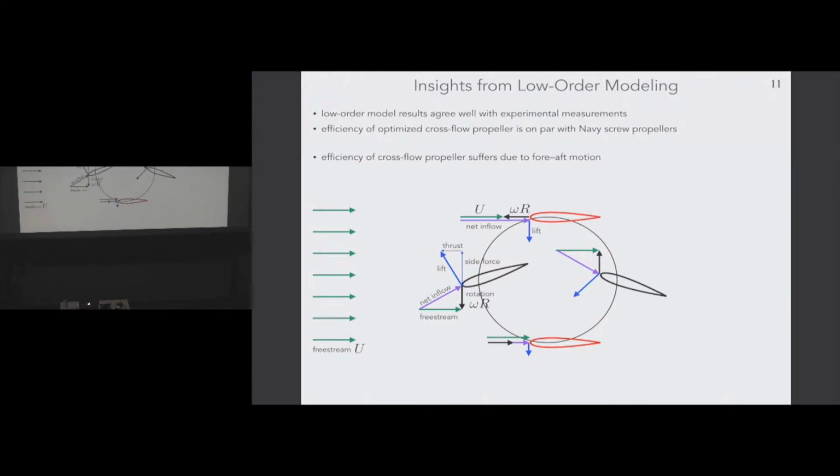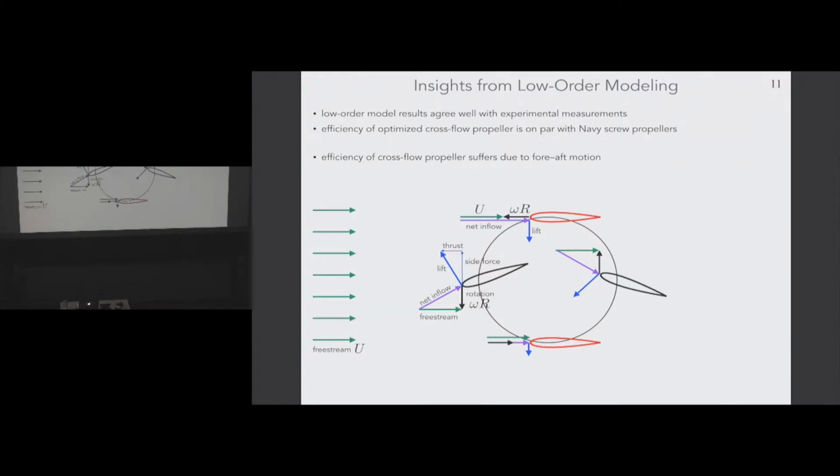The free stream is coming from left to right. So the net inflow is this purple vector here, and any lift is going to be perpendicular to that. That's just going to produce a side force. That's not going to be useful for us at all. In fact, if there's any drag on this airflow, it's just going to knock us backwards. And this is really not useful at all for us.